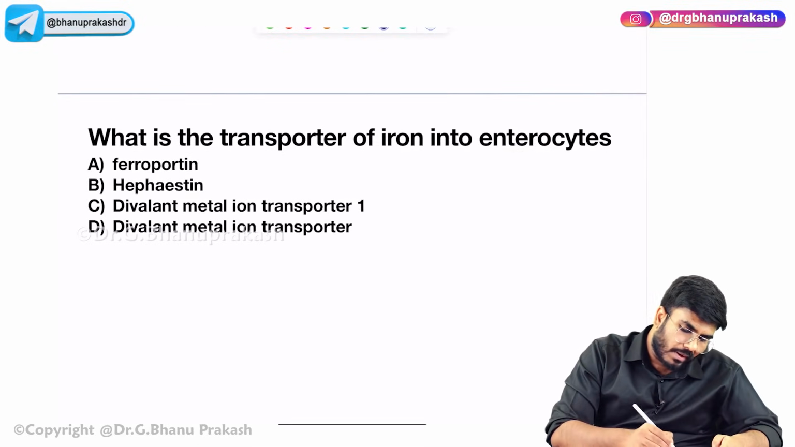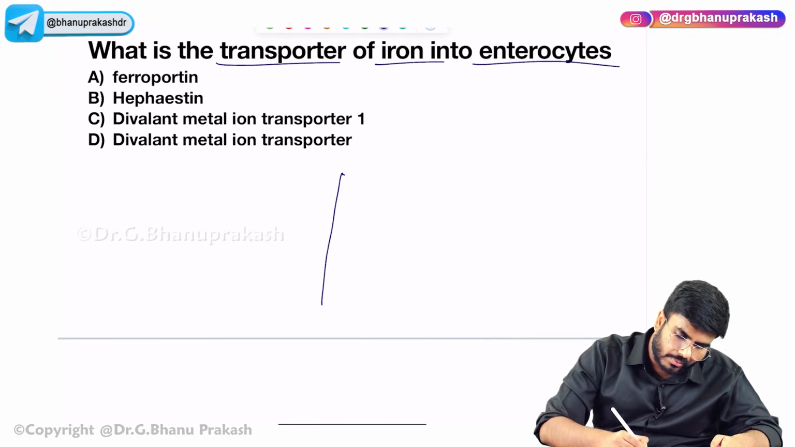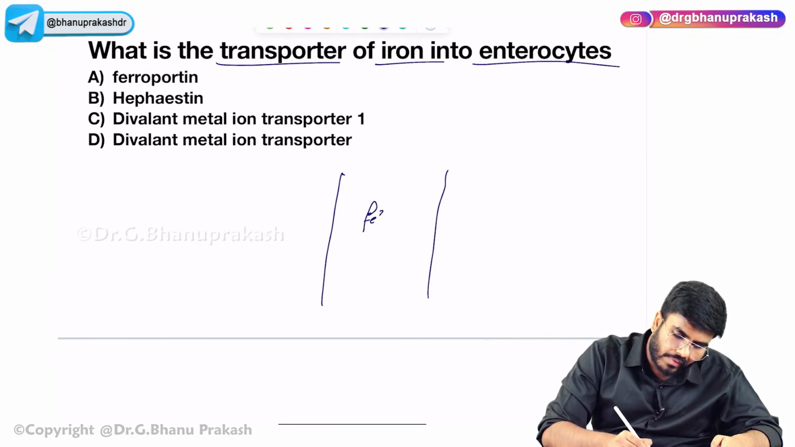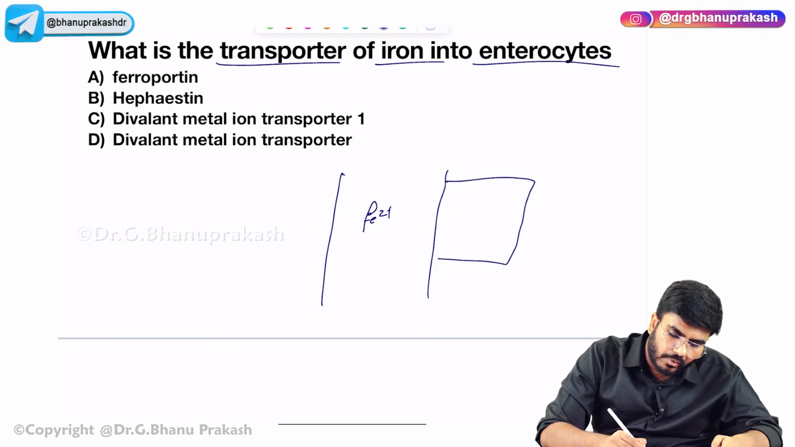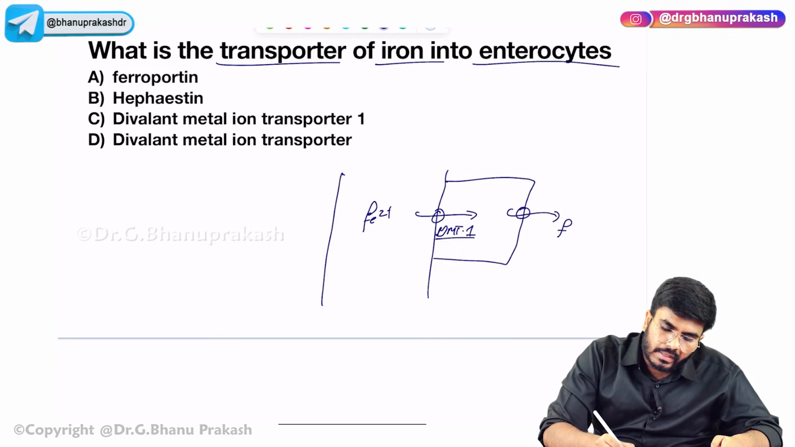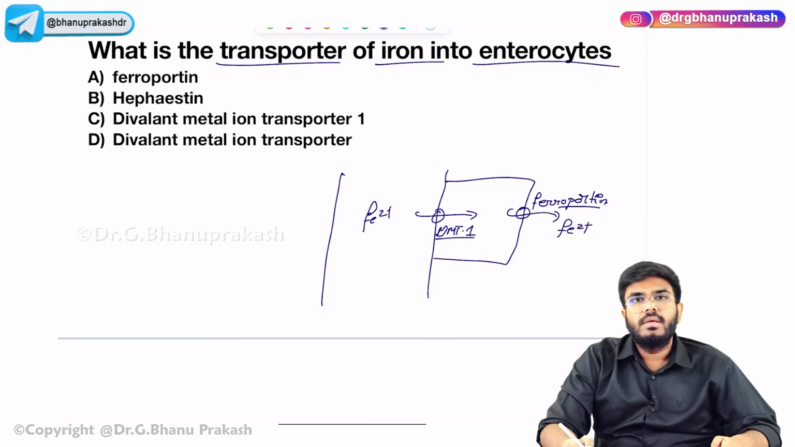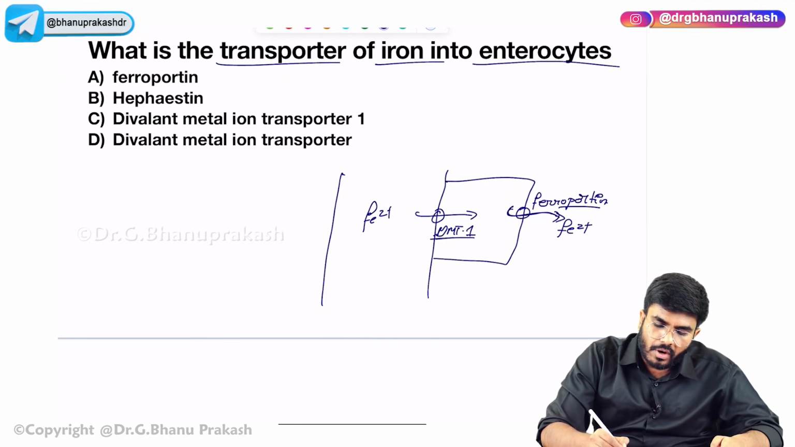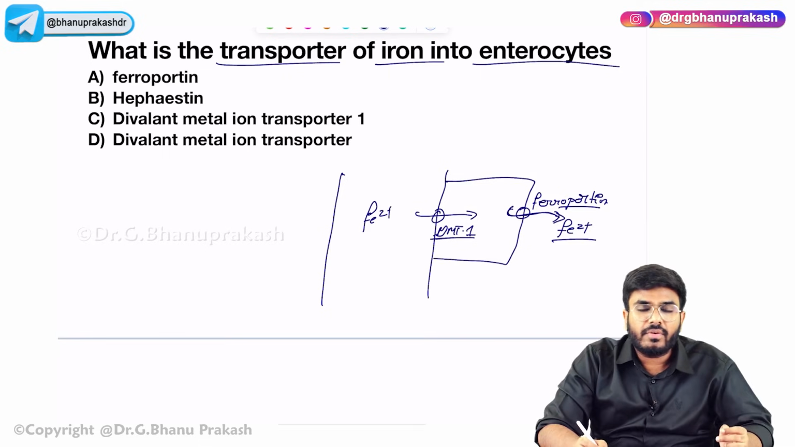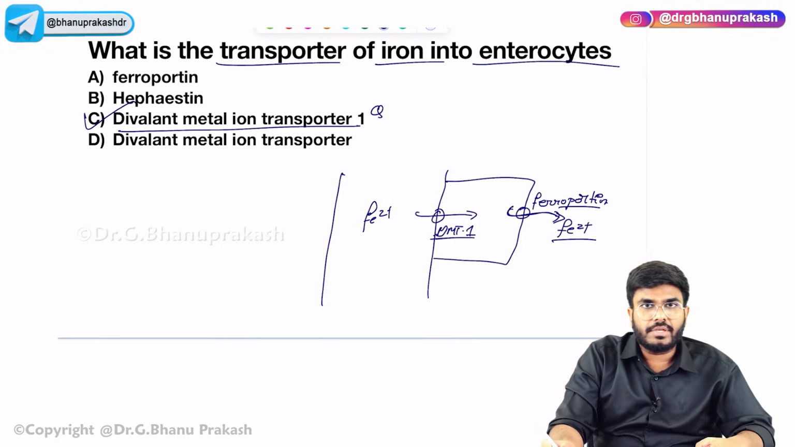Okay, next, what is the transporter of iron in the enterocytes? I have told you, if this is the lumen, here iron is there. Which form of iron is absorbed? Fe2+ form of iron is absorbed. This Fe2+ form of iron will be taken into the cell with the help of DMT1, divalent metal ion transporter 1, and from the cell the iron will move out with the help of ferroportin. So entry with the help of DMT1, exit with the help of ferroportin. So its answer is divalent metal ion transporter 1, that's the MCQ.